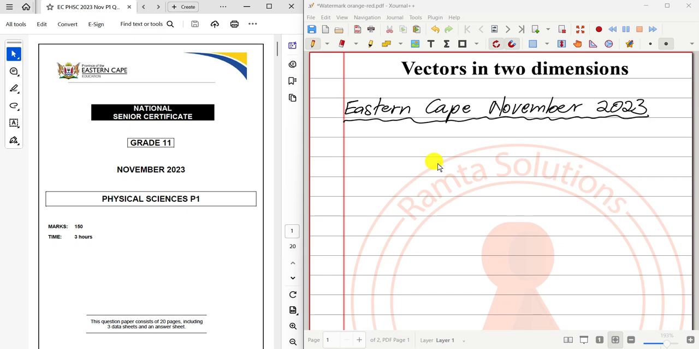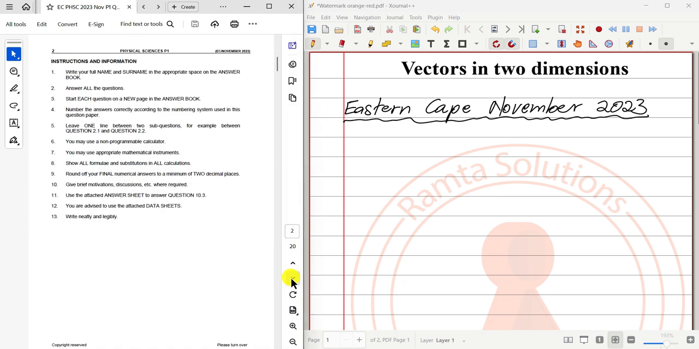So, today, the question paper that we're looking at is the Eastern Cape's November 2023 Physical Sciences Paper 1. Of course, we are still in vectors in 2 dimensions. So, as is the norm, we begin by reading instructions. Remember, all of them are important, but we're going to highlight just a few.